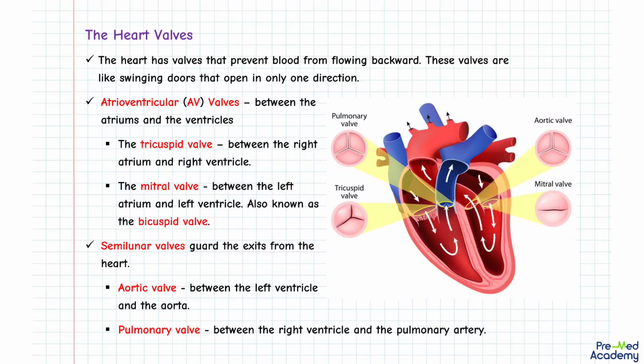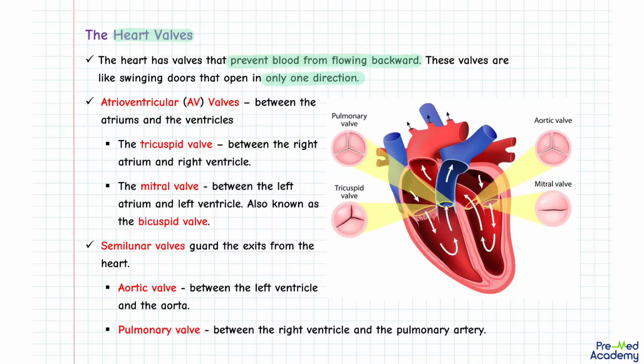Next, we'll talk about the heart valves. Valves are like special doors that close automatically and prevent blood from flowing backwards. What do we mean by backwards? Well, in a minute we'll see that blood flows in a one-directional cycle around the body, and it is important that blood flows only in that one direction. Valves help maintain this unidirectional flow.